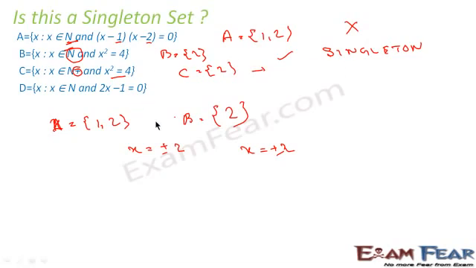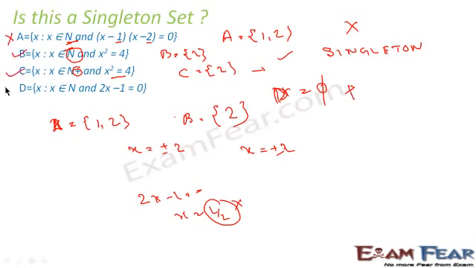Similarly for D, D is a natural number and 2x minus 1 is equal to 0, or x is equal to 1 by 2. But since x is a natural number, this number can't be taken. So D will have 0 elements. It is not a singleton set, because for a set to be a singleton, it should have exactly one element. D has 0 elements, so D is not a singleton set. So A is not a singleton set, B is a singleton set, C is a singleton set, and D is not a singleton set.